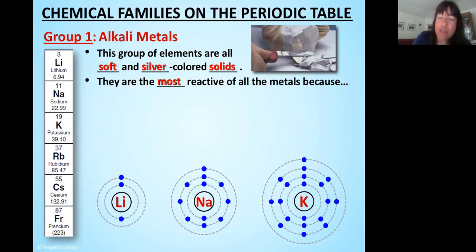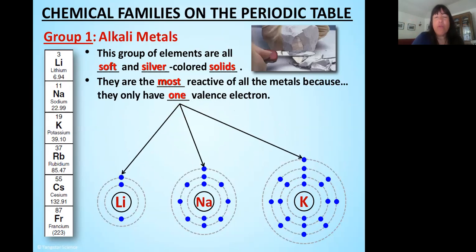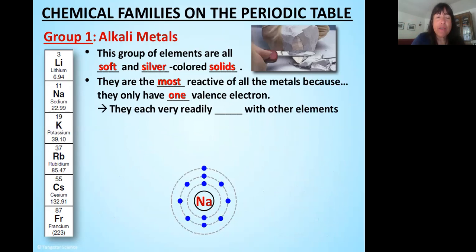Those outer energy levels, or orbitals, we call them orbitals, should either have 8, which is the number we're looking for, or if it's the first ring, like look at lithium, it should have 2. That would be very, very stable. So they only have one, what we call valence electron. Two new words: valence means outer, and electrons are the negative parts that make up a part of the atom. So they only have one valence electron.